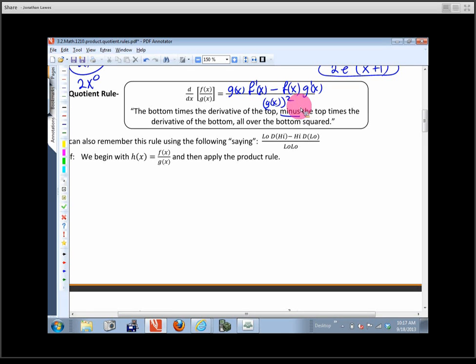Okay? There's a fancy little phrase. I'm not a fan of singing "Ho Dee Hi" and stuff like that, but if you want to remember it this way, that's fine. Low-D-high minus high-D-low over low-low. Low would be the bottom, high would be the top. D stands for derivative. So low is the bottom, D-high is the derivative of the top one. Minus high, the top one, D-low, derivative of the bottom. And then low-low, bottom times bottom, or bottom squared.